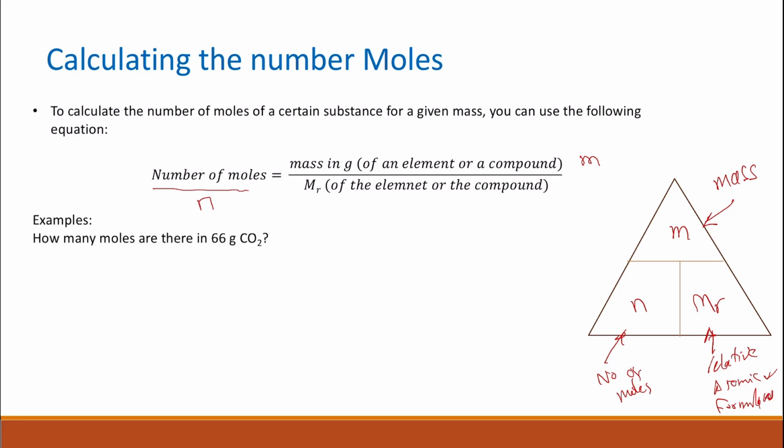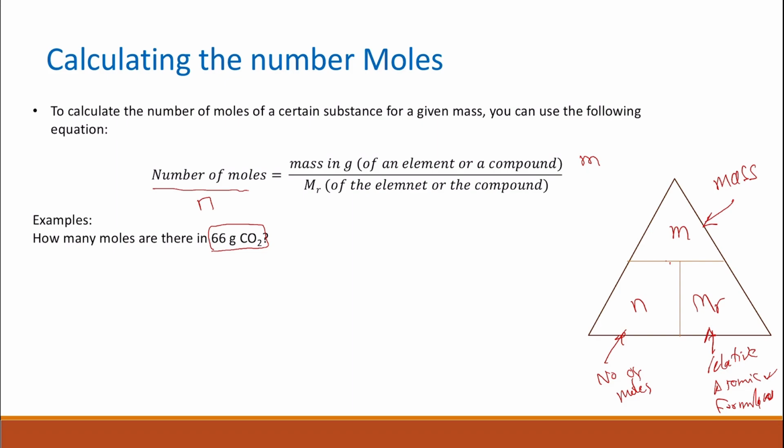So let's have some examples. How many moles are there in 66 grams of carbon dioxide? In order to do this calculation, they are asking about the number of moles, and we are given the mass. So we're going to use this equation. We're going to look at this triangle. So the number of moles will equal the mass over the relative formula mass.